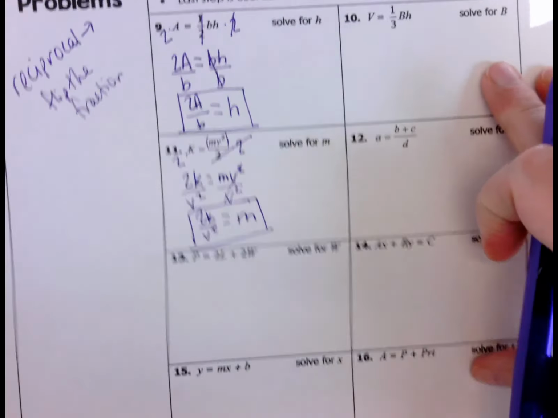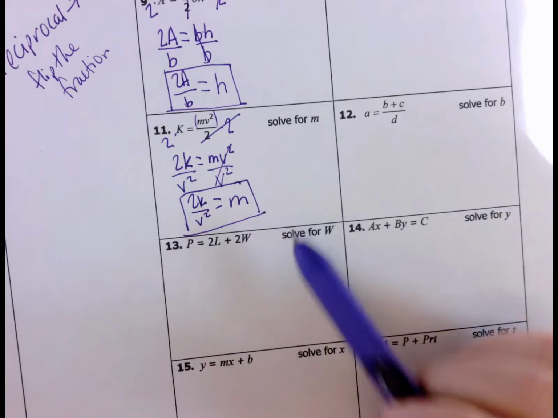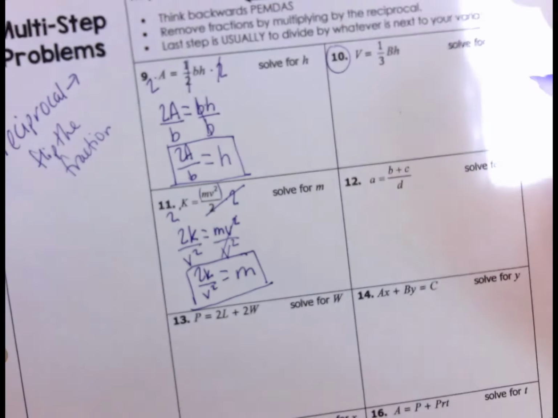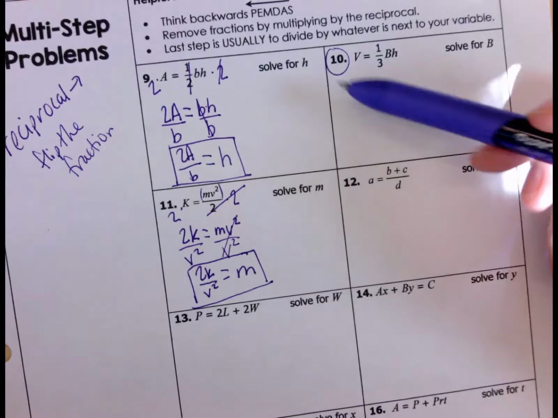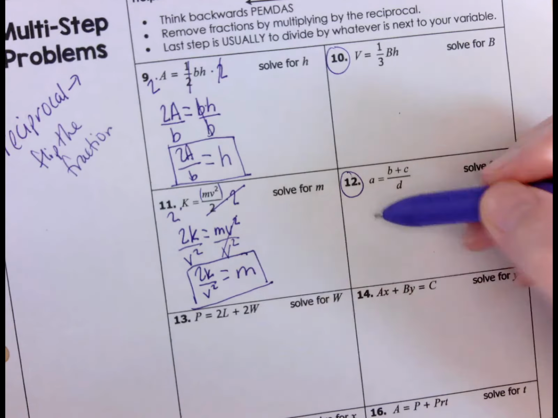All right, so let's keep working through these. And remember that each of these, number 9 is going to be very similar to number 10. So you're going to do number 10 on your own. Use number 9 as help. You're going to work on number 12. Use number 11 as help.